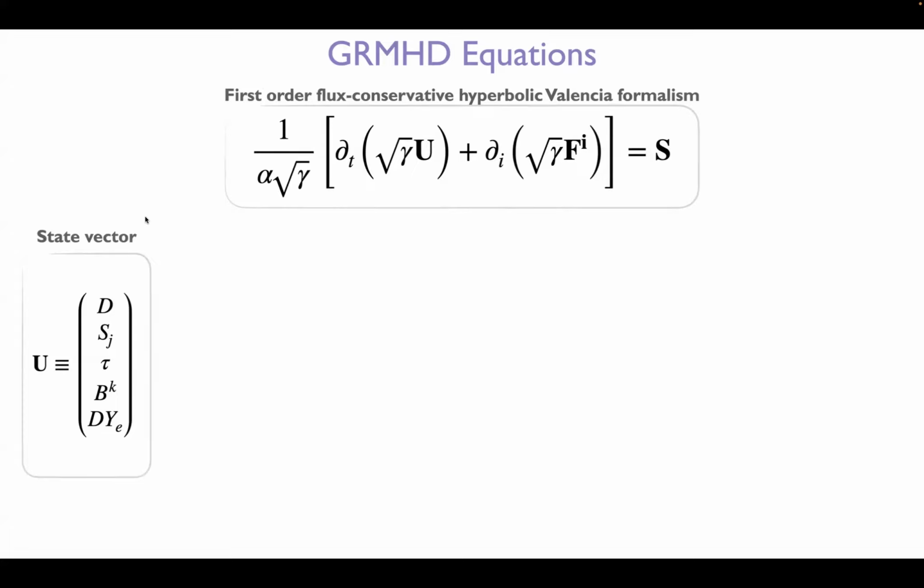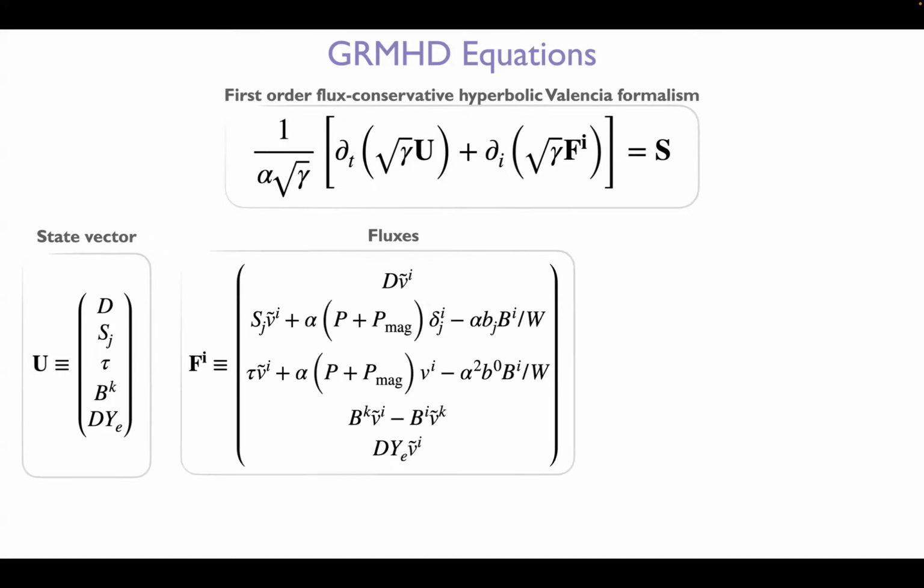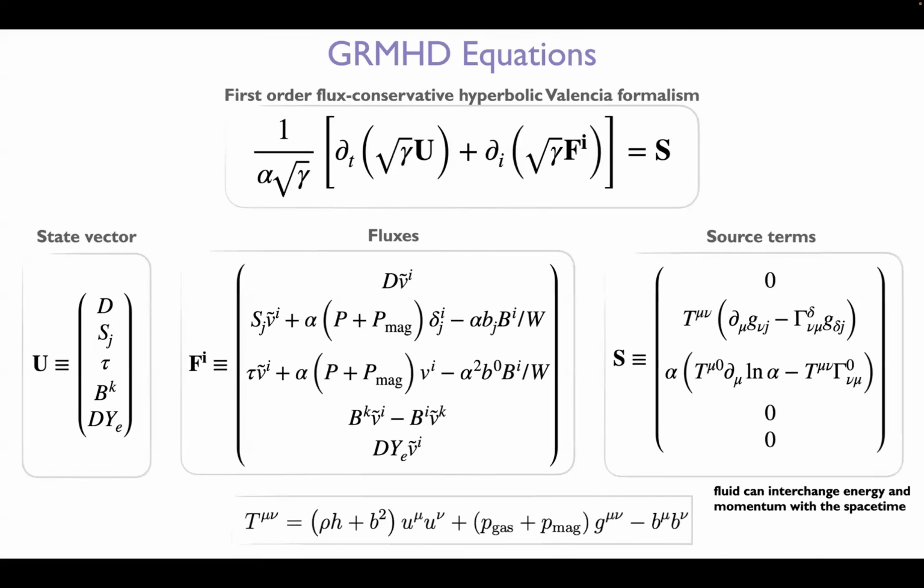That's the variable you're trying to evolve in time. And then you have the fluxes that you compute at the cell interfaces. And then you have your source terms. So all of these equations are essentially conservative equations in the sense that, for example, the first one is essentially a conservation of mass equation.